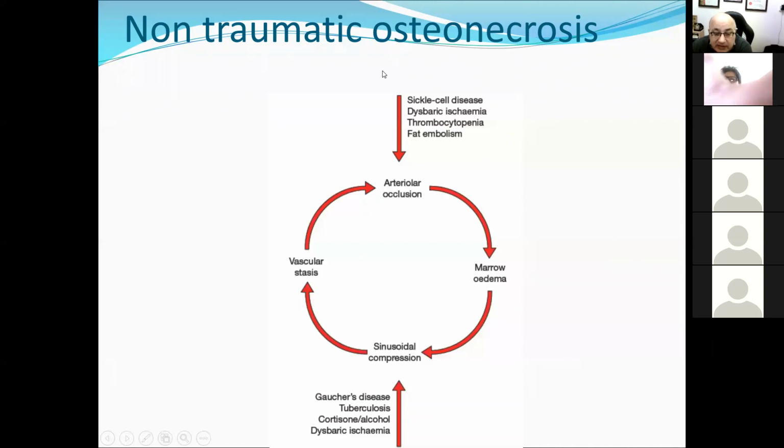So you can have sickle cell, you can have Gaucher's disease, you can have trauma, you can have Caisson's disease. All of these are the same pathway. What happens is either the blood supply is closed or discontinued or blocked. Because of that, you have marrow edema. The marrow edema then causes sinusoids to compress. Because of that, you have vascular stasis, and that causes more compression, and then the blood supply is deprived and it dies. Okay, so remember, this is a cycle that can fit into anything.